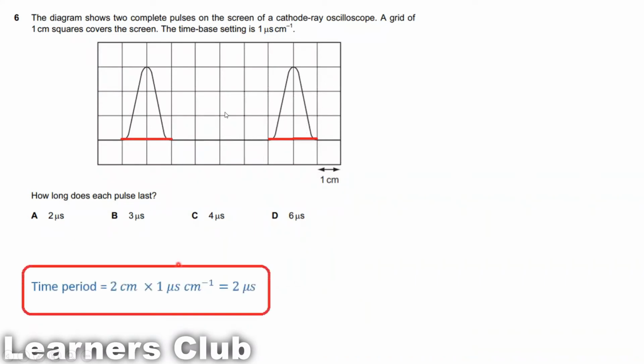So if I know 1 centimeter corresponds to 1 microsecond, 2 centimeters will correspond to 2 times 1 microsecond per centimeter. My answer is 2 microseconds. That means the time period for the pulse to last is 2 microseconds. As you can see, that is option A.